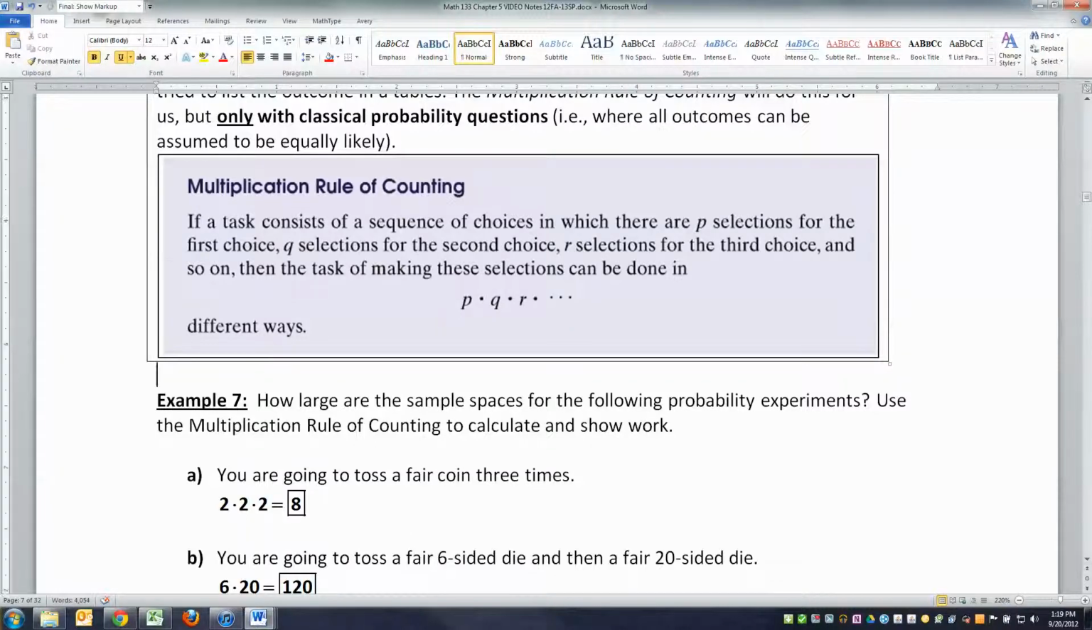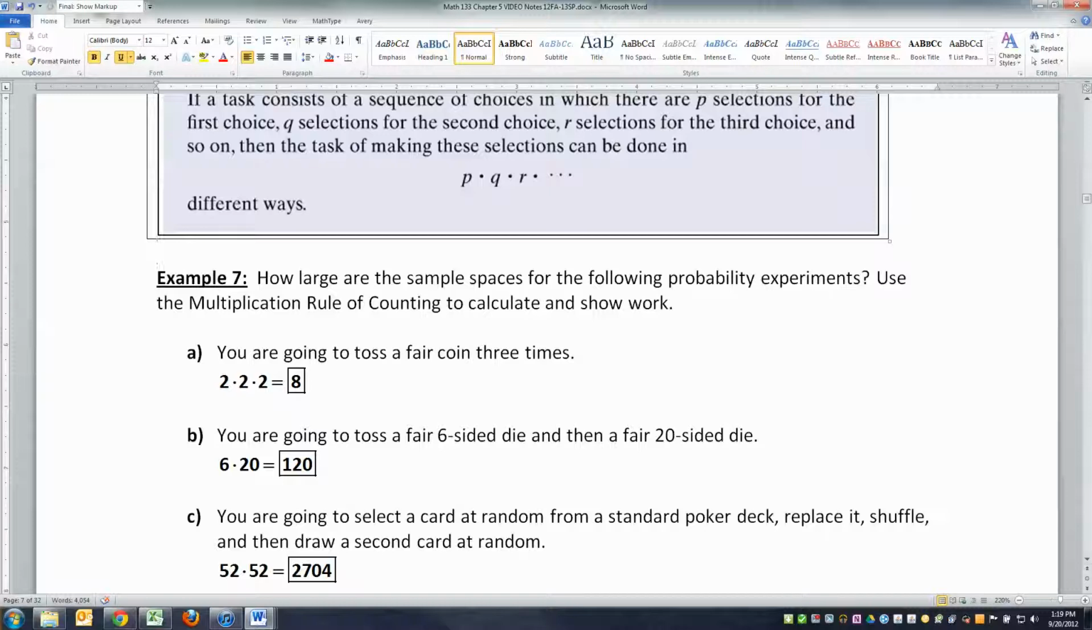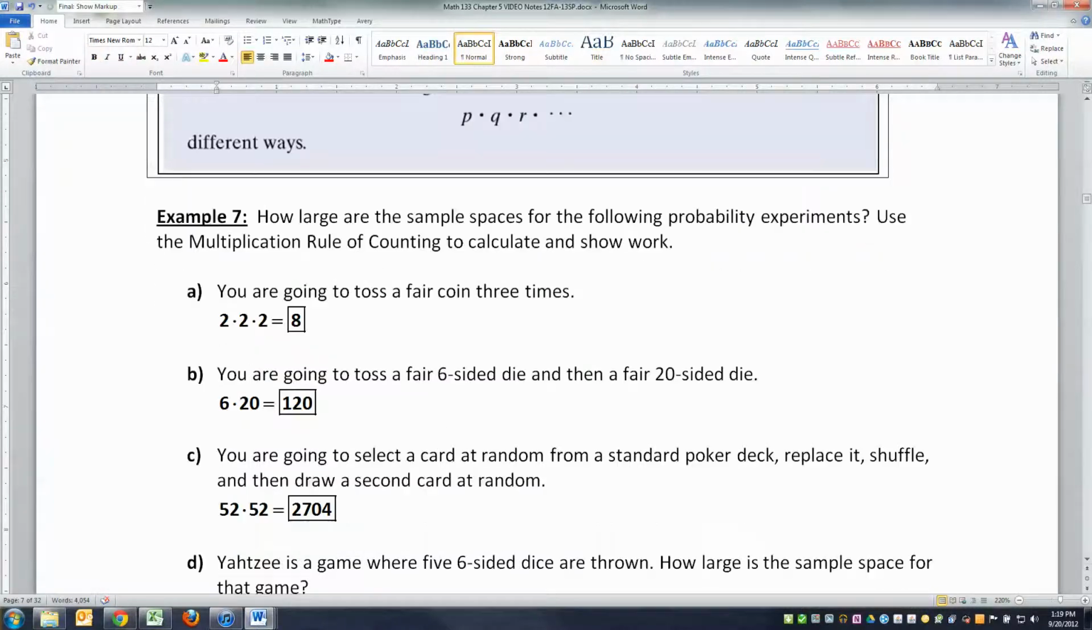All right. So how large are the sample spaces for the following probability experiments? Use the multiplication rule of counting to calculate and show your work. So you're going to toss a fair coin 3 times. For each coin toss, there's 2 outcomes, heads and tails. You toss it 1 time, there's 2 outcomes. The second time, there's 2 outcomes. The third time, there's 2 outcomes. 2 times 2 times 2 makes 8.